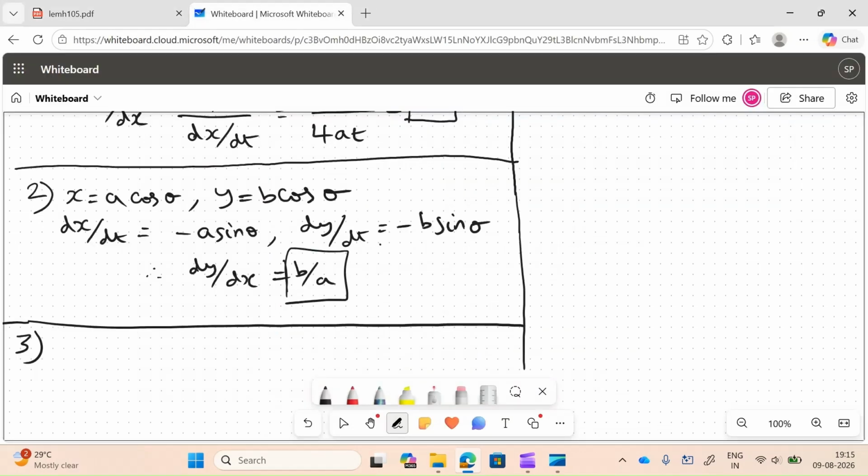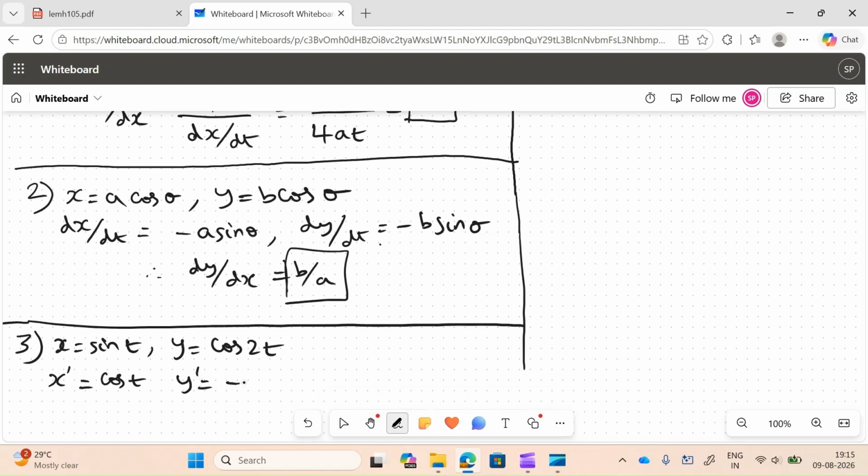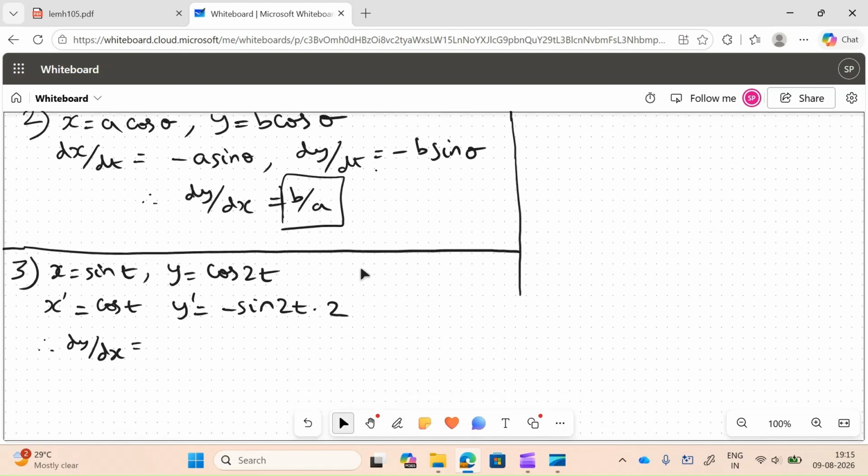x equal to sin t, y equal to cos 2t. Simple. x dash is nothing but, I'll write x dash instead of writing dx by dt every time, so it'll be cos t. Now y dash is nothing but, cos differentiation is what? Minus sin, right? Minus sin 2t times 2. Don't forget the 2. See here, y dash is nothing but dy by dt. So your dy by dx is nothing but minus 2 sin 2t divided by cos t.